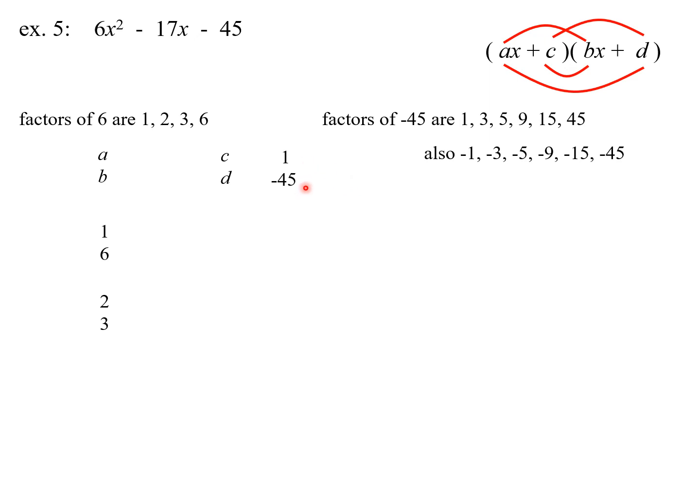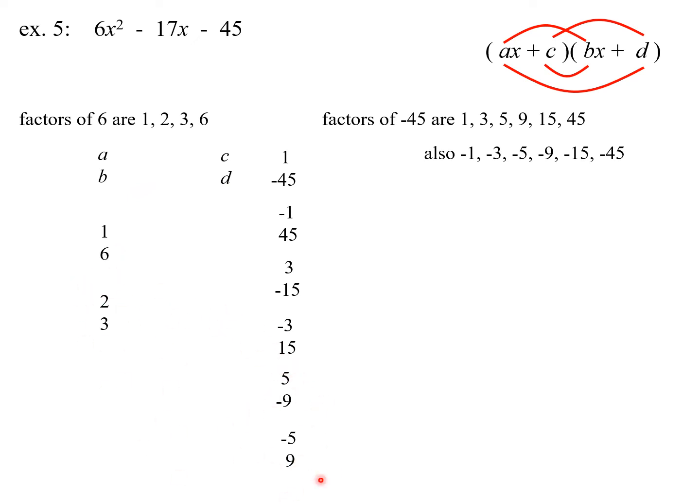1 and negative 45, negative 1 and positive 45, 3 and negative 15, negative 3 and 15, 5 and negative 9, and negative 5 and 9. So we have lots of possibilities to try, okay? Advice: stay away from the ones on the edge, so to speak. 1 and 45, the answers are hardly ever that, and they're also hardly ever 1 and 6. Most of the time, they're factors that are closer together.